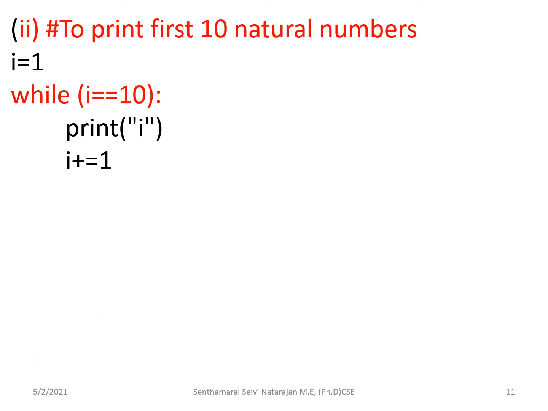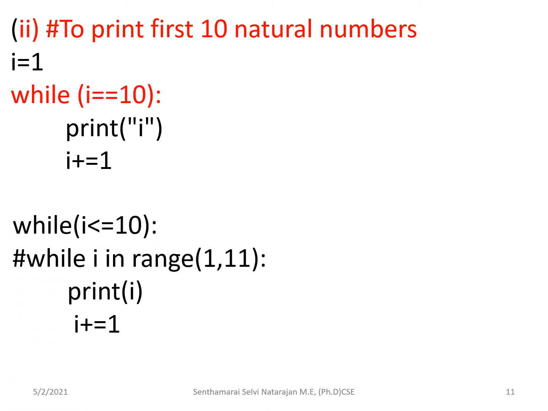Second is to print the first 10 natural numbers. Here they have given the I value as 1, while I equal to 10, print I. So what it does is, it will be checking whether the value of I is equal to 10, then only it prints the value of I, and also it prints I and not the value, because it is given in the quotes. So what you have to do is change the condition as well to get the numbers. The corrected code is given here: while I less than or equal to 10, or you can go for the range 1 to 11, and then you can print the value of I instead of printing I.